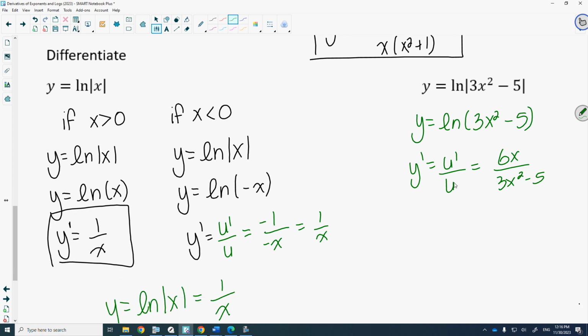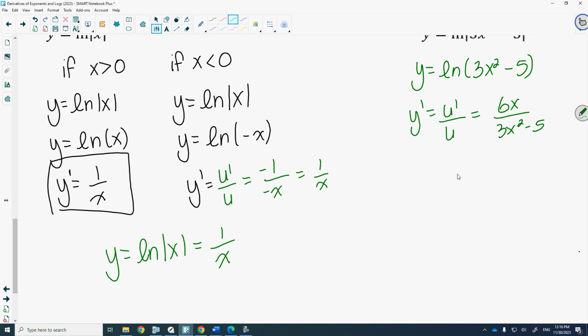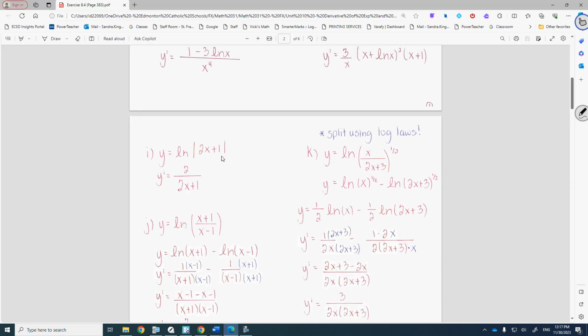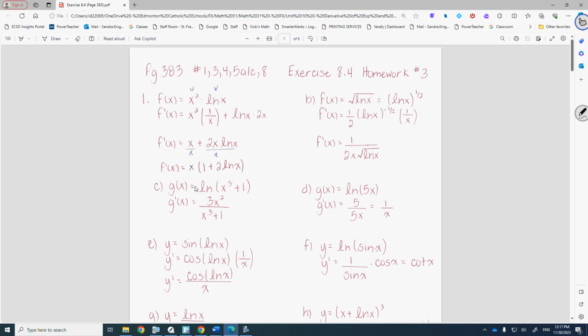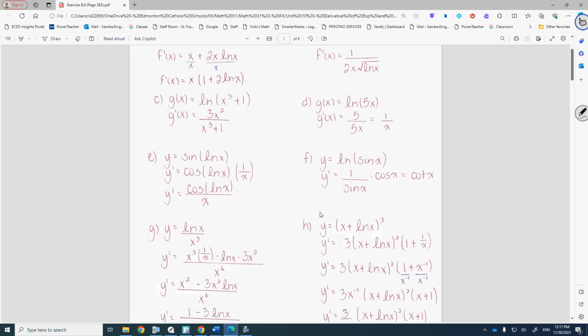Again, I'll show you where this is in the homework. So before you do the second part of the video, which is going to be the derivative of logarithmic functions, I want you to do question 1 on page 383. So I have the work solutions for you. So here are all of the work solutions for question 1.